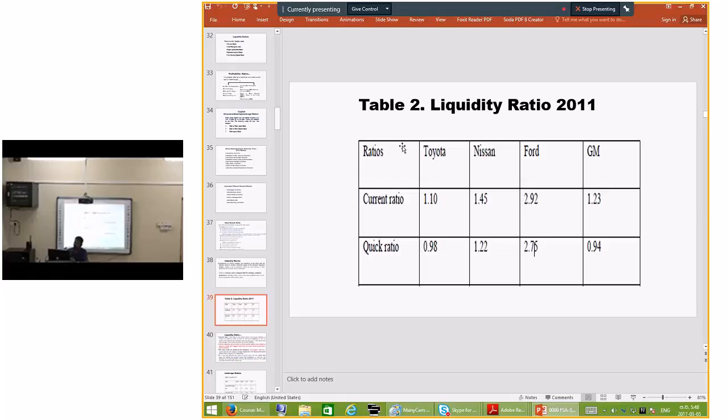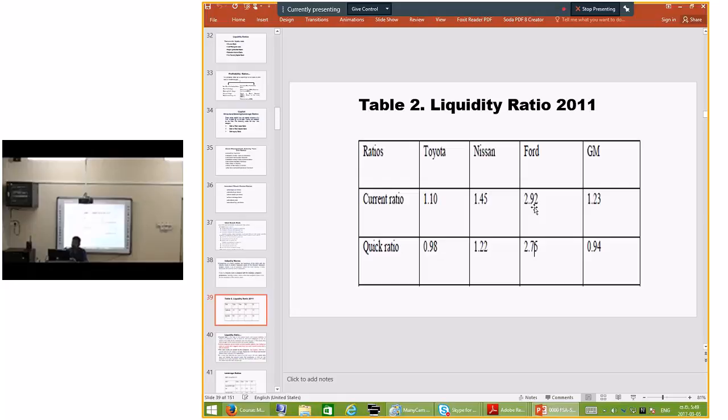Ford, if you go to Ford, yes, it has a good liquidity position: current ratio 2.92 and quick ratio 2.75. At that time, Ford had 2 rupees and 75 cents of quick assets to meet each rupee of current liabilities. That is a good liquidity condition, but we should be concerned about idle money.